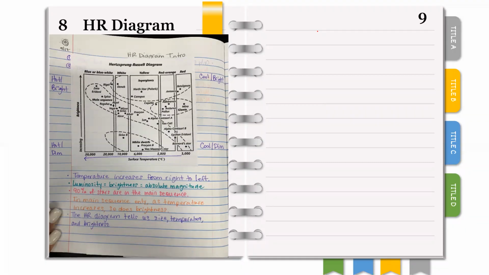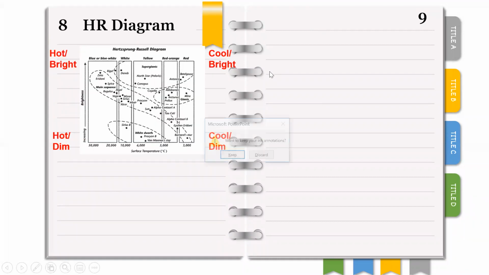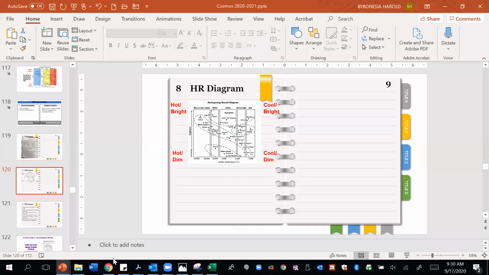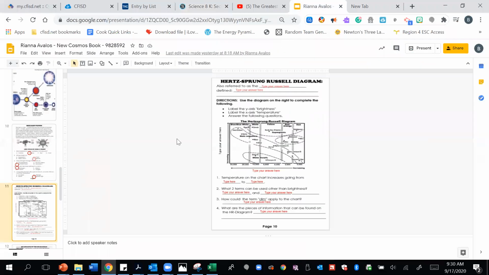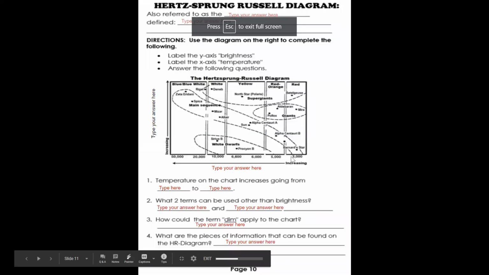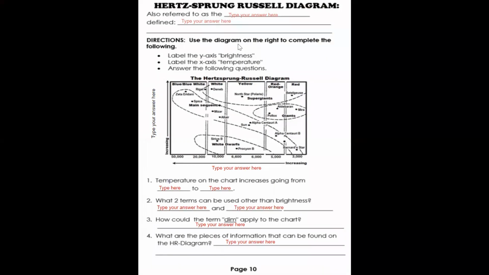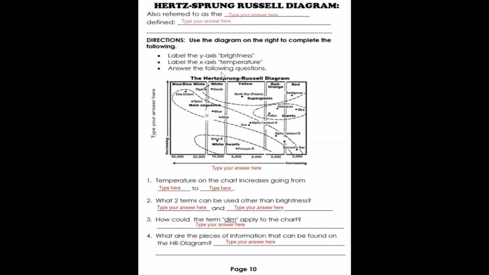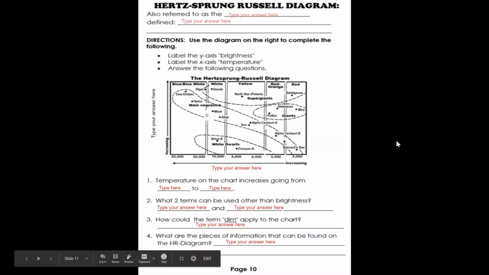Give me 1 second. Let me show my kids that are doing the online document what it looks like. My people online, you are doing this page right here, slide 11. It looks like this. You don't have to worry about the top definition. I'll give you that. I need you to complete the bottom portion.